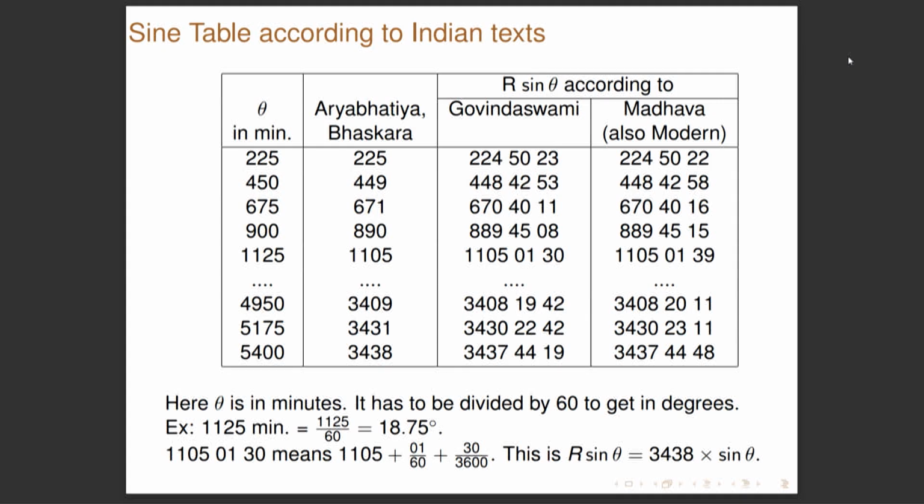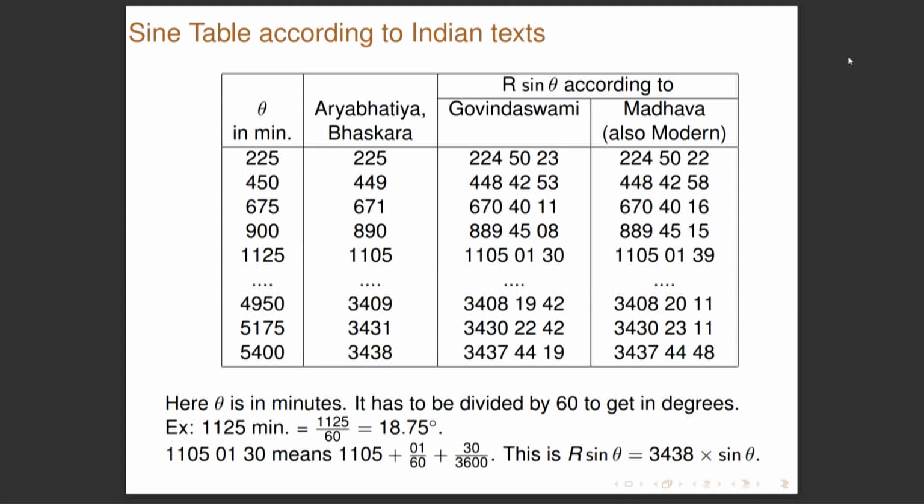Now I should explain what it means. Here theta is in minutes. So 225 minutes is 3 degrees 45 minutes, or 3.75 degrees. This is 450 minutes, so it is 7.5 degrees, like that. And 1125 minutes, that is 1125 by 60, is 18.75 degrees.